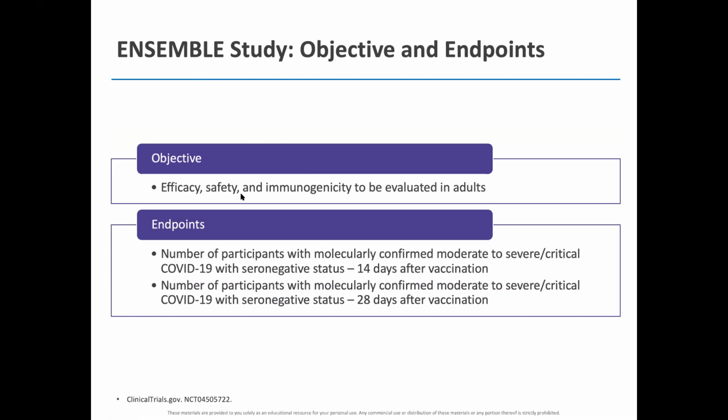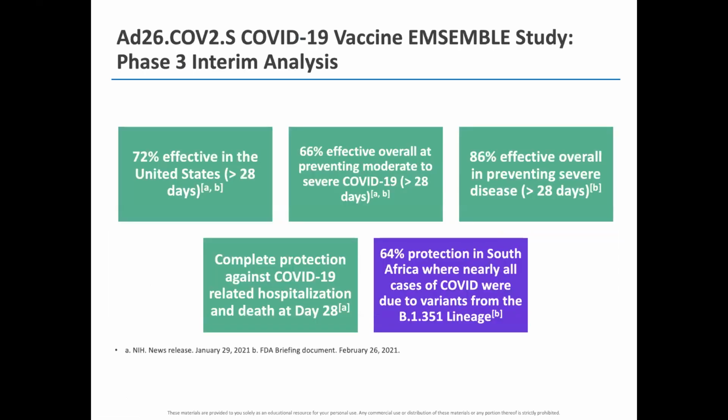We have the ENSEMBLE study, which is the big phase 3 study that was then decided upon to establish the safety, efficacy, and immunogenicity in adults. In particular, there was a review of moderate and critical events after 14 days of vaccination. So the second endpoint was in fact severity of disease, both after 14 days and 28 days of vaccination. The overall results have been presented widely.